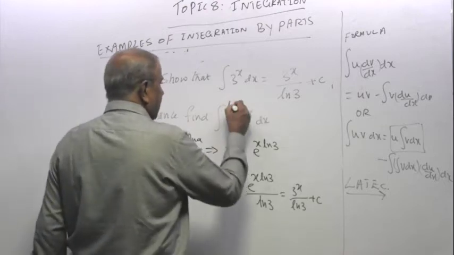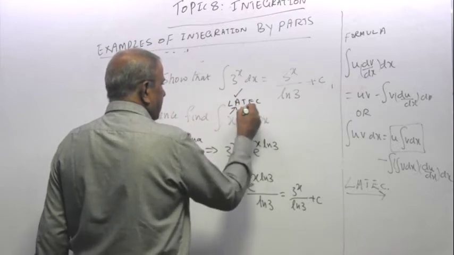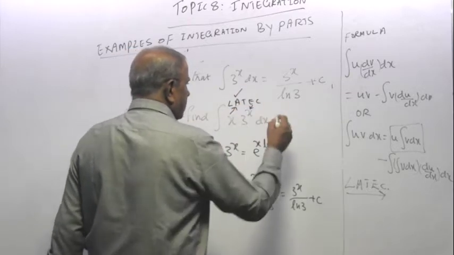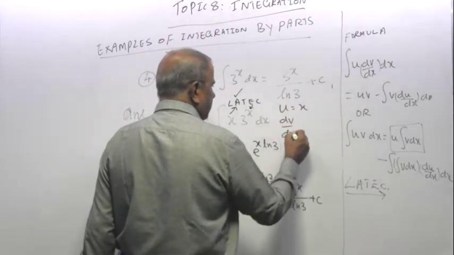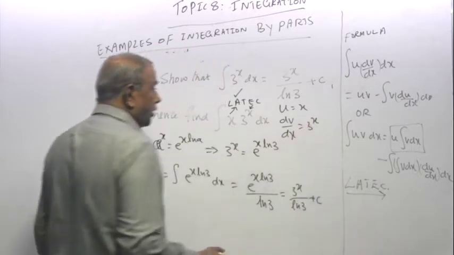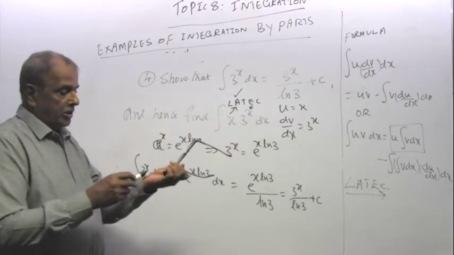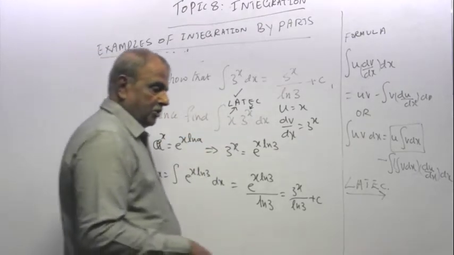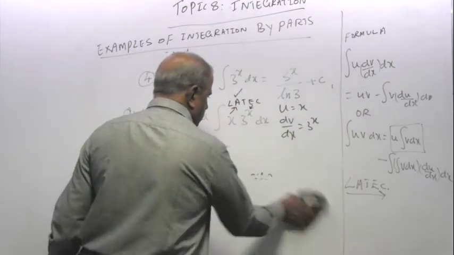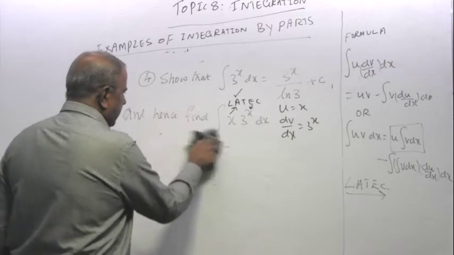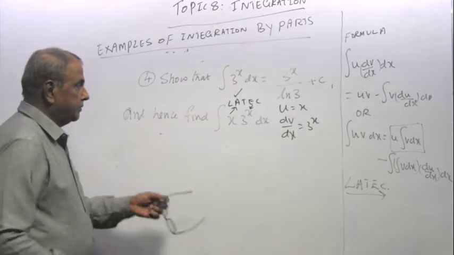Now this is LATEC. I have an algebraic one and I have an exponential. So u equals x, dv by dx equals 3 power x. In the exam, if you didn't know how to show that, you can still use it here. You get full marks for part B, you lose all the marks for part A. Don't give up part B just because you don't know how to do part A. You will lose the marks for part A, but you're using part A to do part B. You get full marks for part B if you're correct.